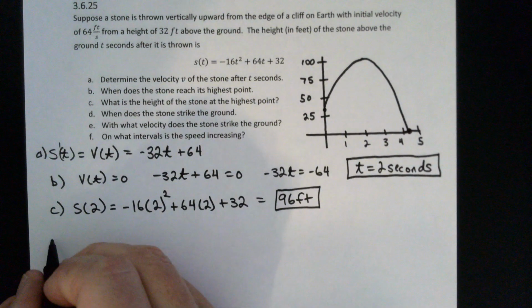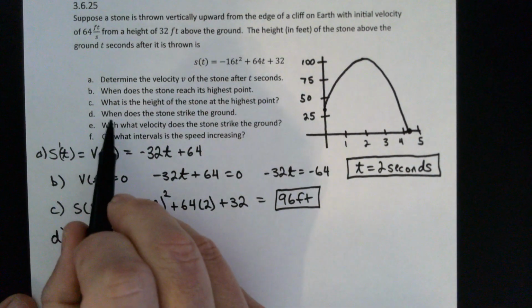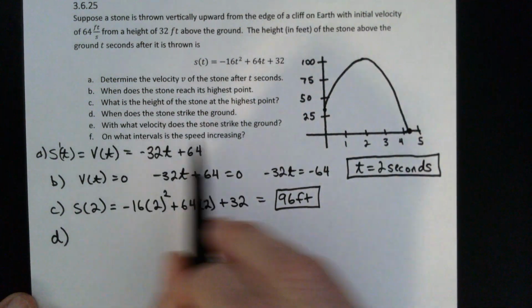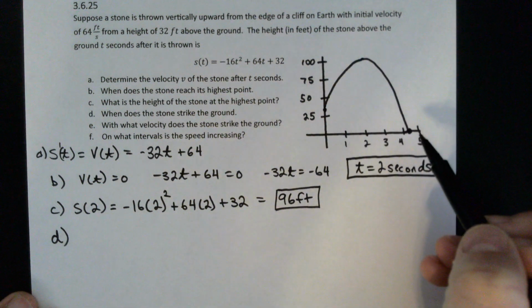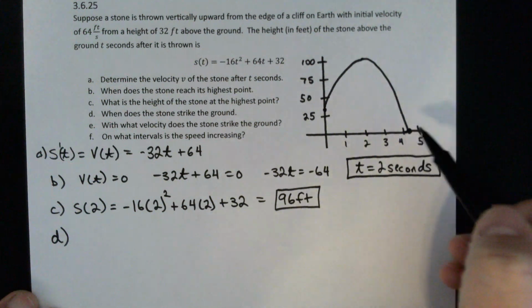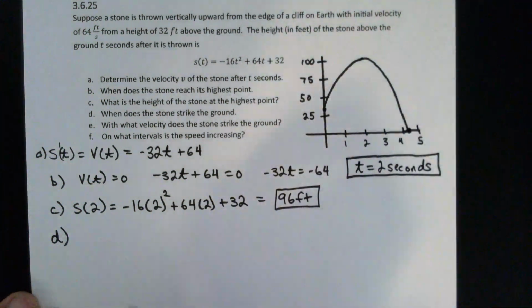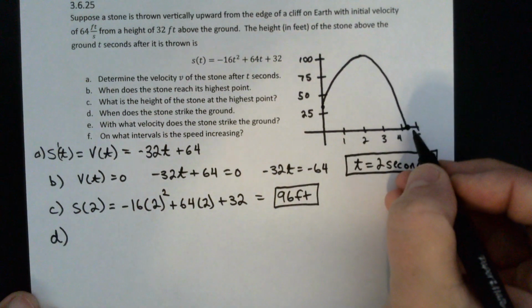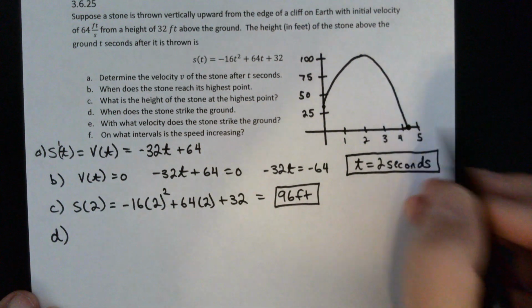Okay, D, when does the stone strike the ground? Okay, so it strikes the ground over here, right? We don't care about this one over here because that's before everything happened. Okay, so the stone strikes the ground somewhere over here. We need to figure out where that is by setting the position function equal to 0, because it's on the ground.